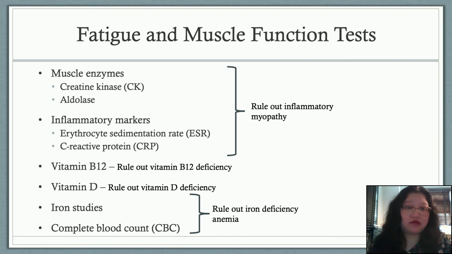Vitamin B12. So vitamin B12 deficiency can also cause numbness, tingling, paresthesias, fatigue. So I think that's important to rule out in everyone. The vitamin D, we've kind of talked about that. And then iron studies, if you're a woman, heavy menses oftentimes causes iron deficiency. That will cause fatigue. And the CBC, of course, to rule out the anemia.